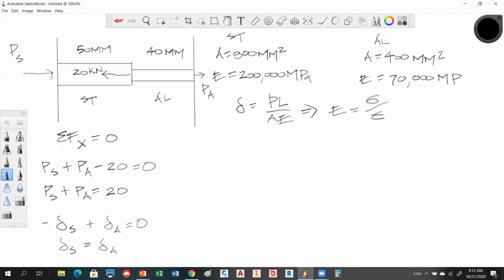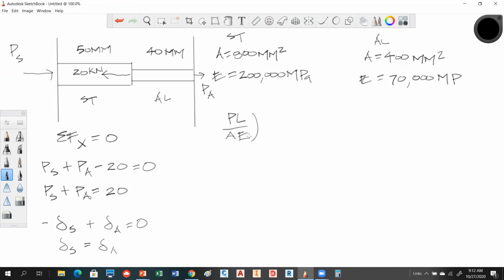Okay. So I'm going to erase that because I need the room. I might have to erase some of this other stuff. So what I'm going to do is take that PL over AE and plug it into each one of these. So for the steel, I have PL over AE for the steel has to be equal to PL over AE for the aluminum. So all we're saying is the deflections have to be equal, and then I plugged in the values for what that actually could be defined as.